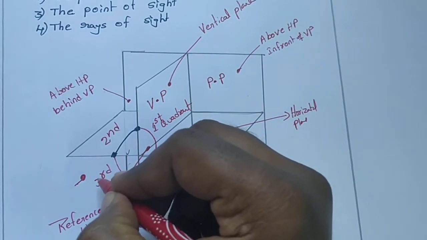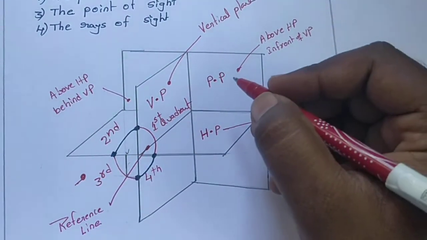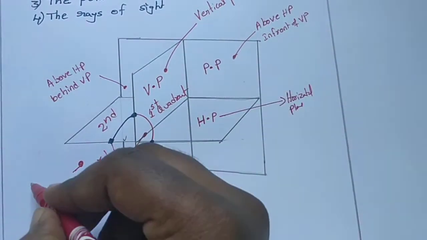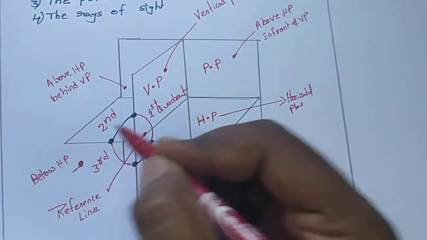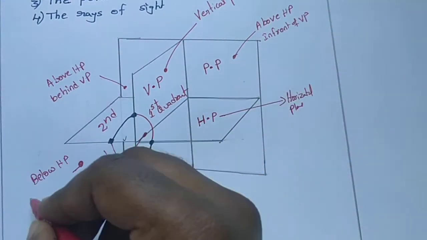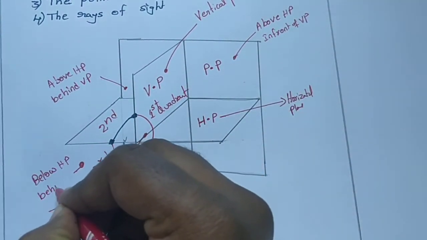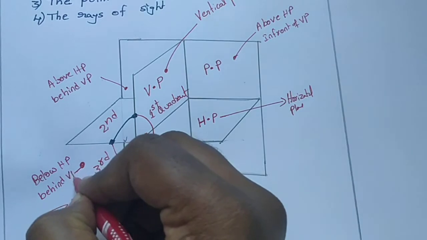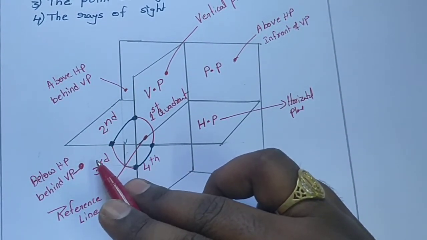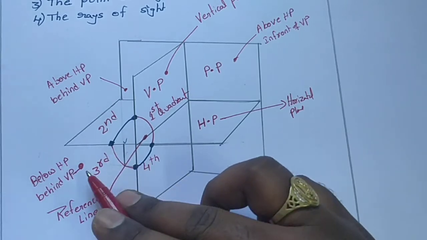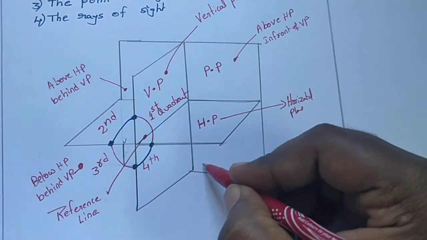The position of the object is denoted as below HP and behind VP. This object is below the horizontal plane and behind the vertical plane.